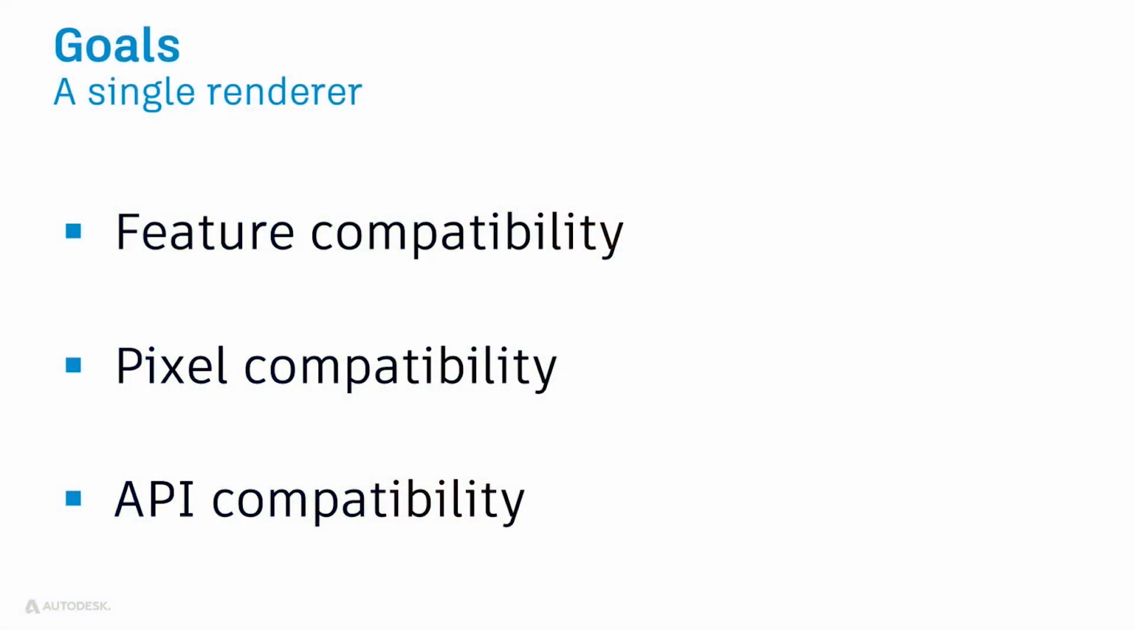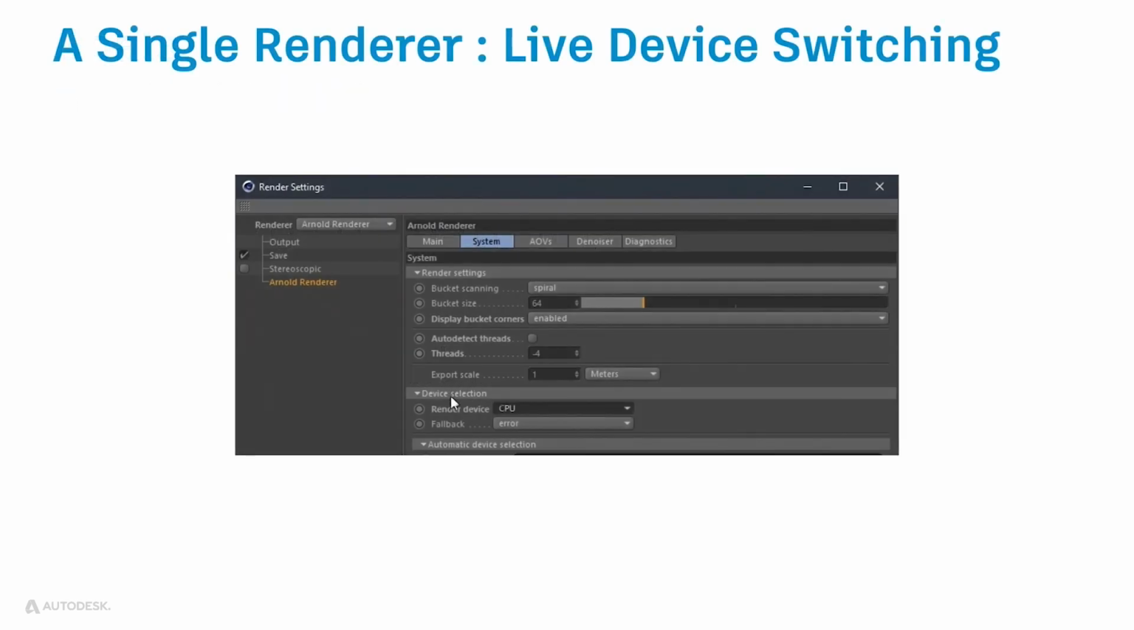So when we set out to build a GPU renderer, those are the strict set of goals that we put on ourselves. First, we wanted to have a single renderer, not Arnold GPU and Arnold CPU. You're using Arnold. The GPU renderer has to be feature compatible, which means that we want to support everything. Pixel compatible, we want a good match between GPU and CPU. And API compatible: if you build tools around Arnold, those have to run on the CPU and the GPU. This is what we mean by a single renderer.